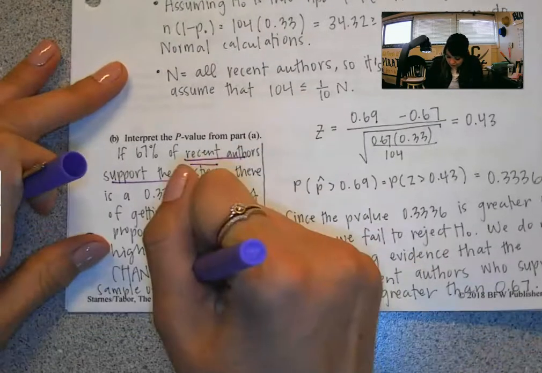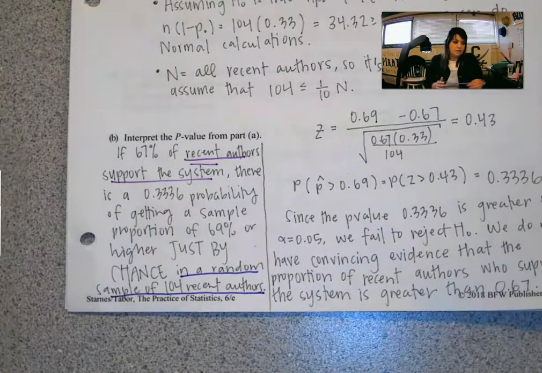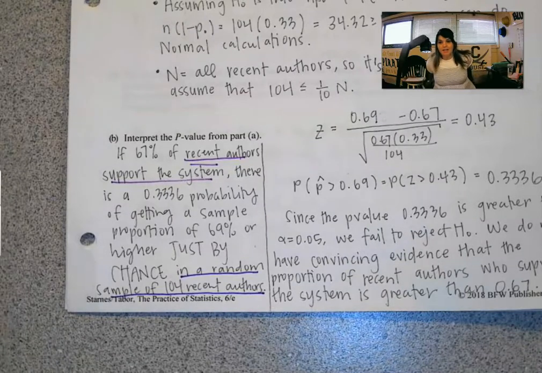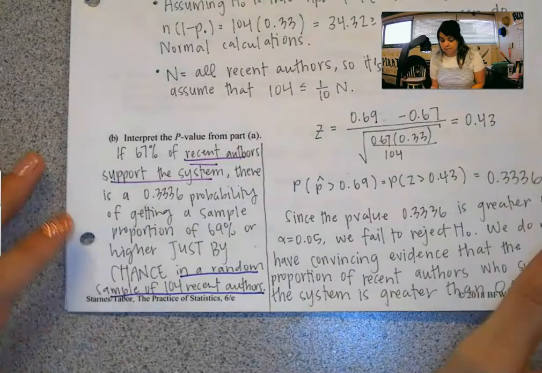So the other thing that I don't think that I discussed quite as much as I should have is that end part that says in a random sample of 104 recent authors. Now, I'm not sure if that's enough to bump you from an E to a P, but if you can add it in, if you can remember it, awesome. If you can't, you will probably be just fine.